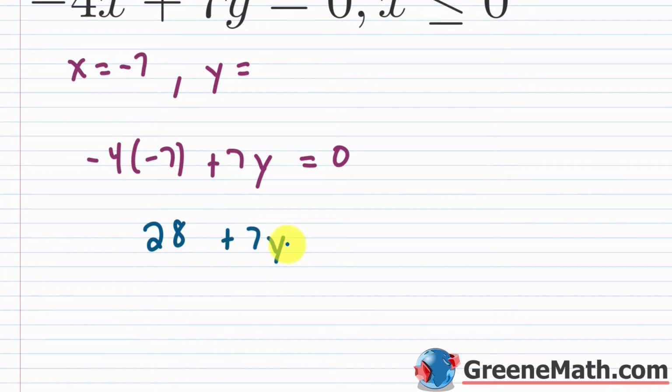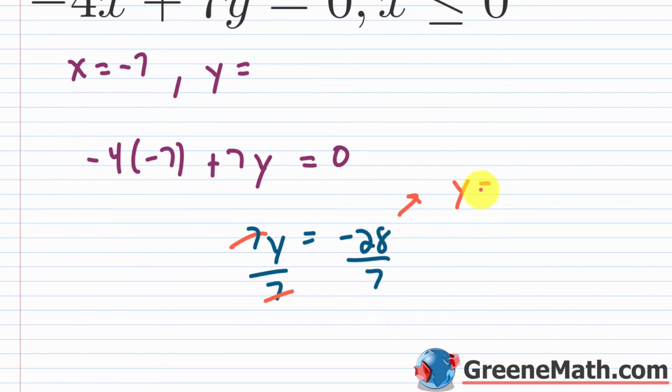Then plus 7y is equal to 0. Let's subtract 28 away from each side of the equation. I'll cancel this away or just erase it. And what we'll do is divide both sides of the equation by 7. So this is going to cancel, and you'll end up with y is equal to -4. Let's put this right there. Let's get rid of this.